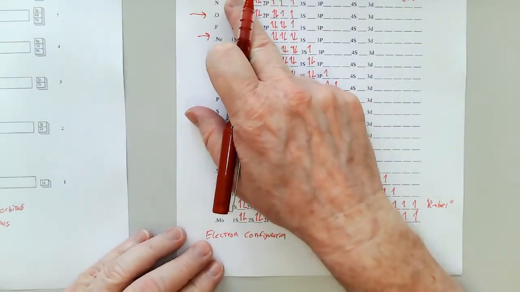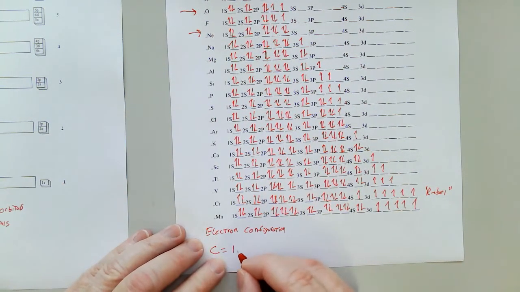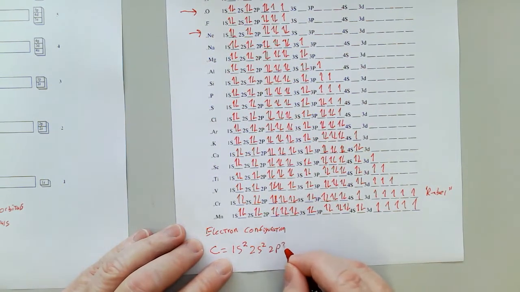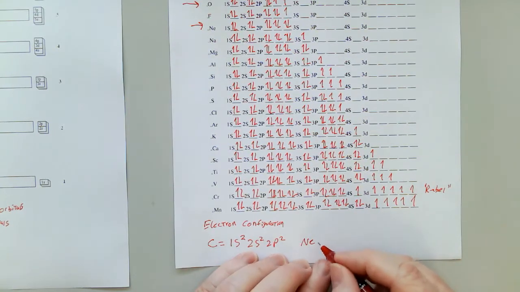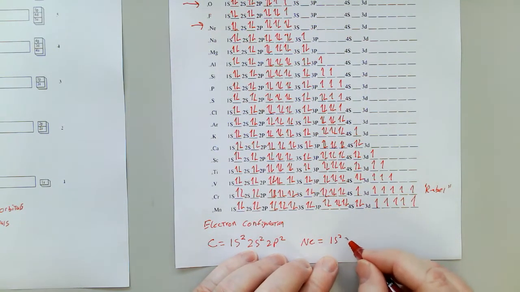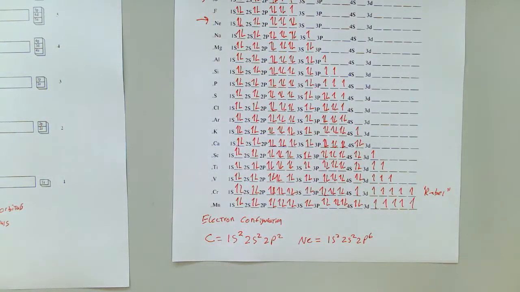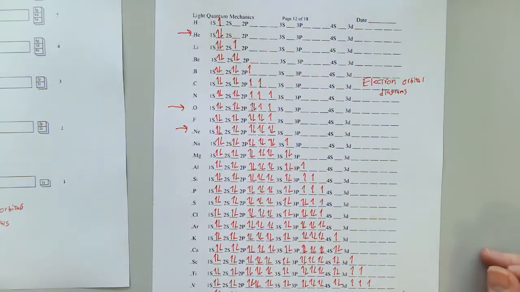So let's talk about, say, carbon. In carbon, what we would say is that it is 1s2, 2s2, 2p2. 2 electrons in the 1s, 2 electrons in the 2s, 2 electrons in the 2p. Neon, 1s2, 2s2, 2p6. A lazier way of doing it, but it's what a lot of people do tend to use. So that's it. Technically, that's an electron configuration, and technically these are electron orbital diagrams.